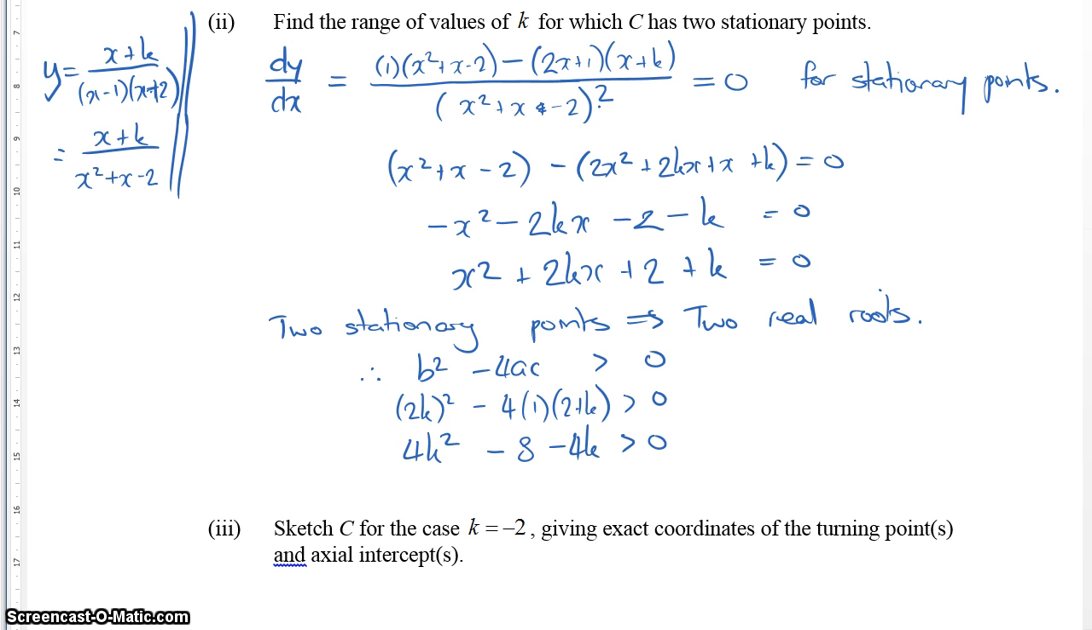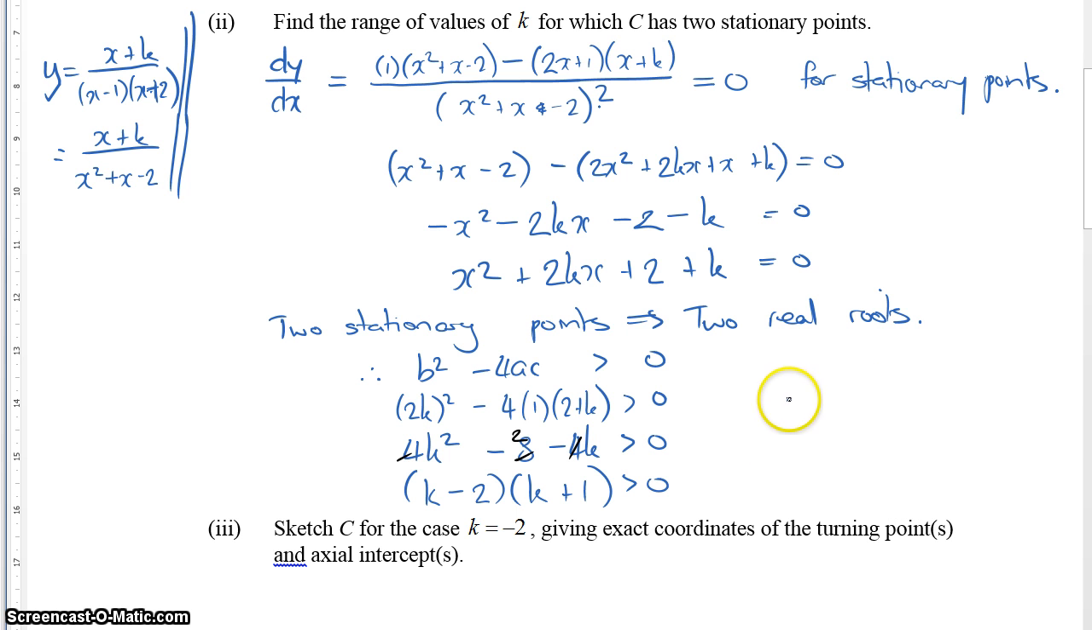I'm going to get rid of the 4. This becomes a 2. So I get k squared minus k minus 2. I know how to factorize that. This is k minus 2, k plus 1 is bigger than 0.